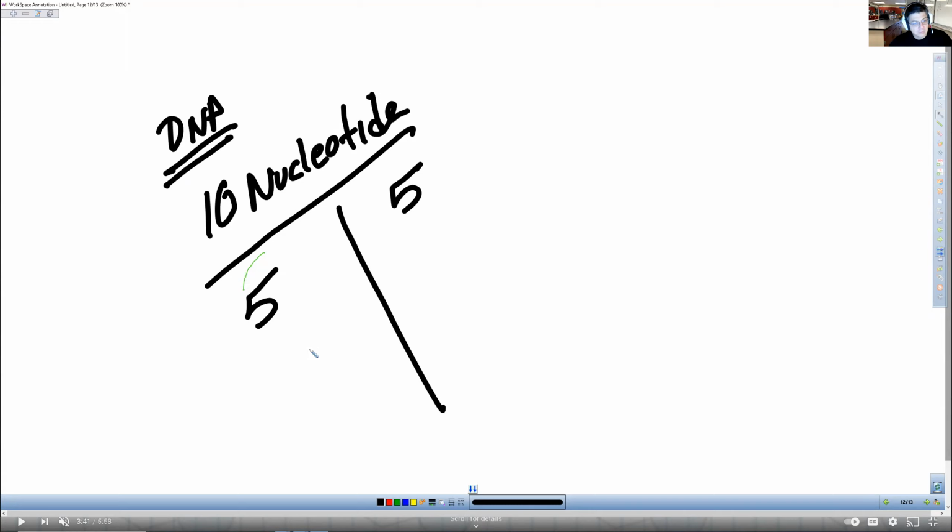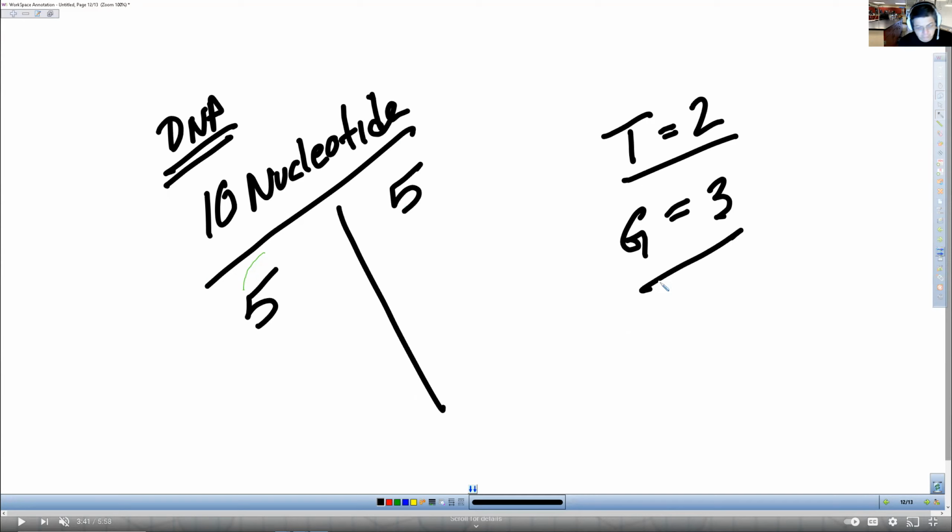You did a little sample and you know that it has 2 thymines and 3 guanines in total. Okay, got it? So the whole molecule has this and this. So how many adenines does it have? And how many cytosines does it have?